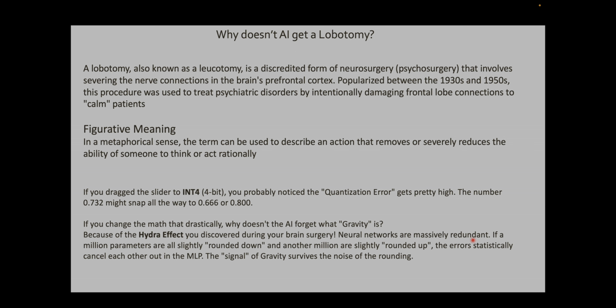Neural networks are massively redundant. If a million parameters are all slightly rounded down and another million are slightly rounded up, the errors statistically cancel each other out in the MLP. The signal of gravity survives the noise of rounding. So rounding happens on these, and the signal will survive. That's the basic idea.